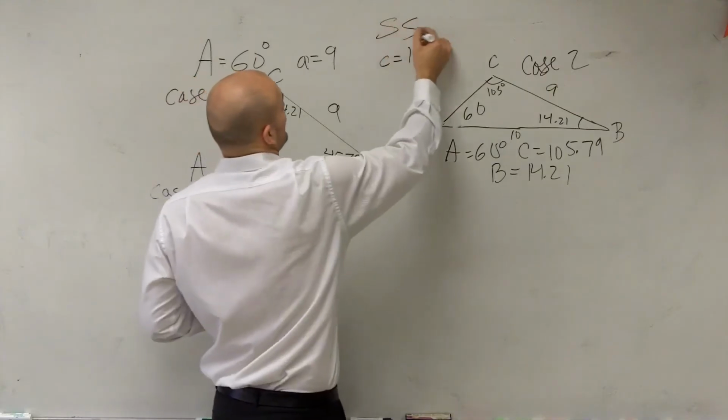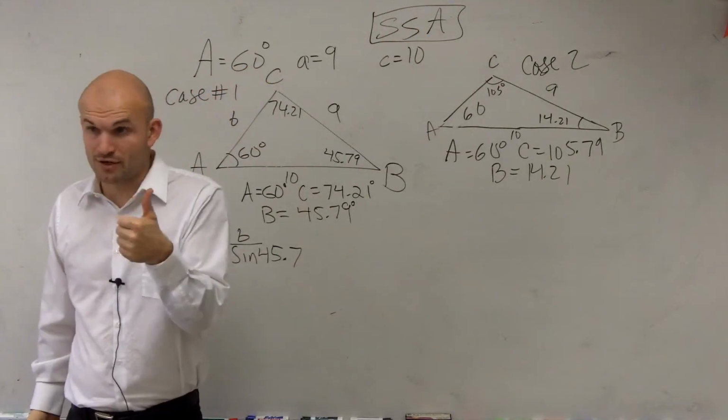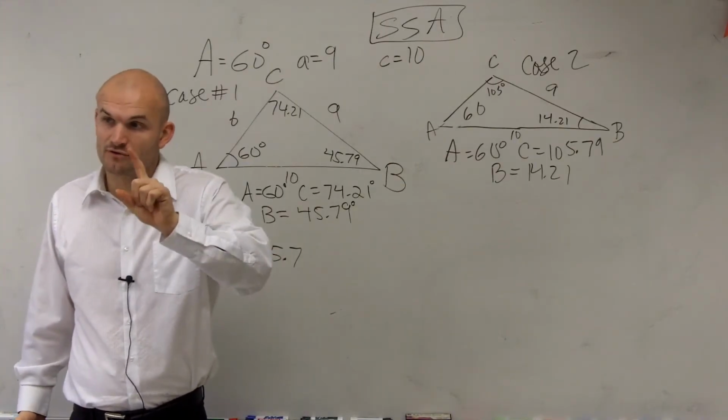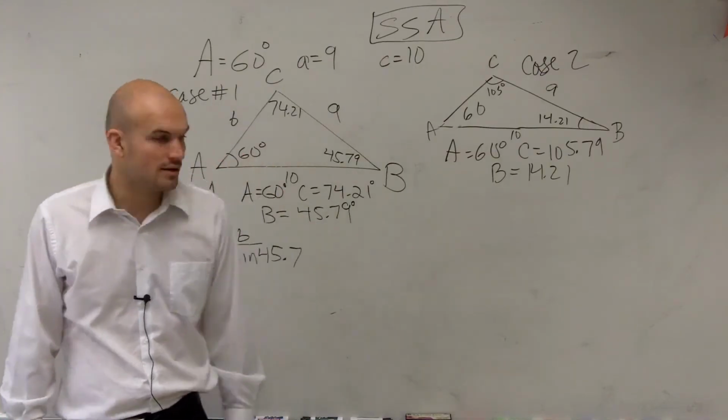When you have a side-side-angle, there are three options. I showed you when there's no triangle that can be formed. We did, last class period, ones where only one triangle is formed. And today we're seeing when two triangles can be formed. All right?